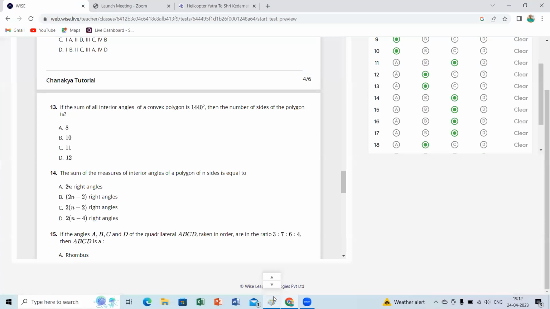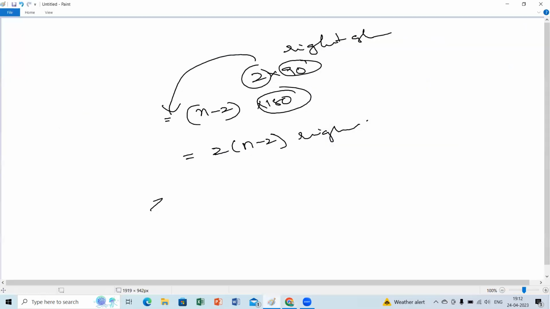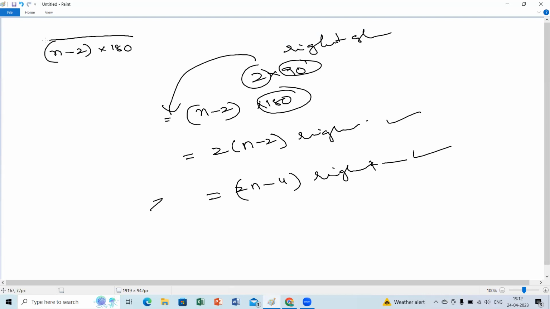But ma'am, what about B, ma'am? C is correct. Ma'am, when you write n minus 2 into 2, you can write this as 2n minus 4 right angles. Okay, ma'am. This is a way of expression. This is another way. It's not 2n minus 4 right angles, right? Okay, ma'am. If you remember the general formula, children, whatever they mentioned, from this you have to check which option is suited and go with that accordingly.